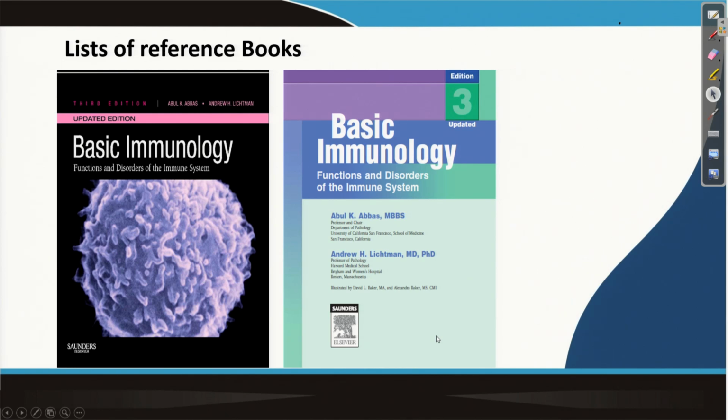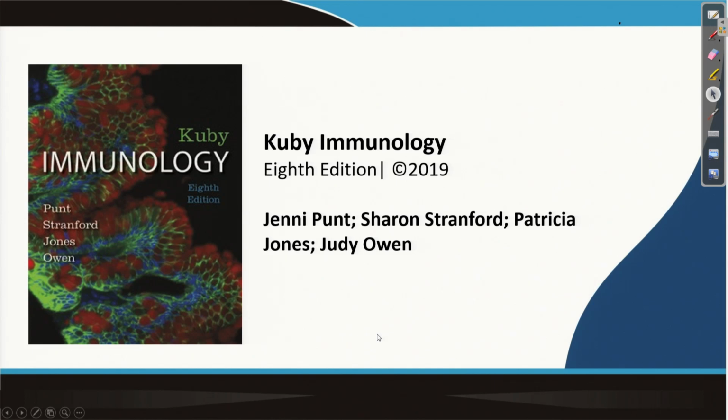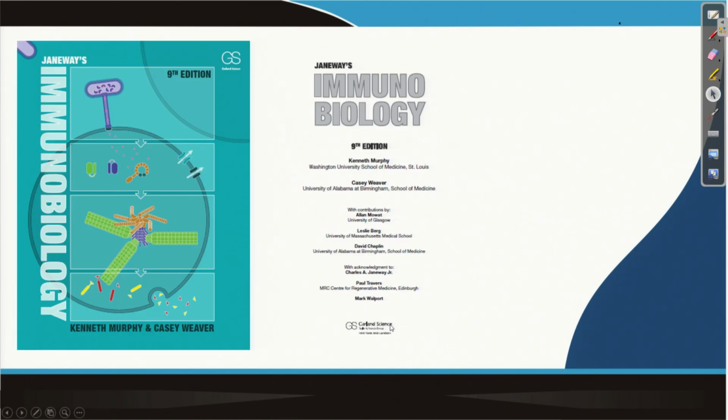Before I start, I will show you some books. There are a number of good books, and I will show you some and give them as a reference. Any of the books is fine to follow the course. The first is Basic Immunology by Abul K. Abbas and Andrew H. Lichtman. Second is Immunology by David Male and co-authors. Third is Kuby Immunology, and the fourth one is Immunobiology.